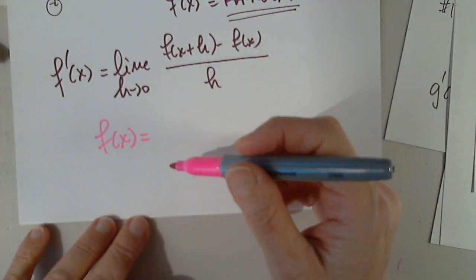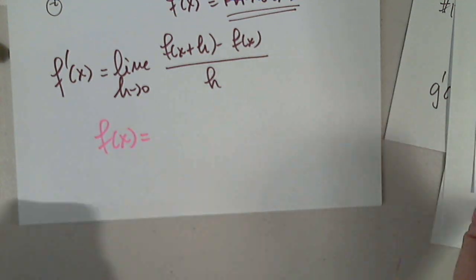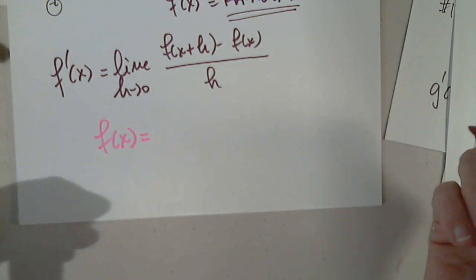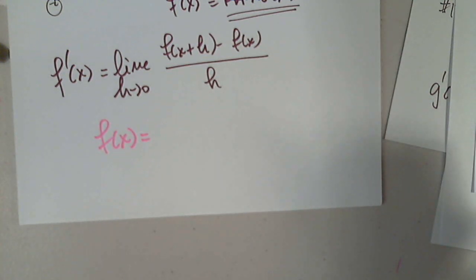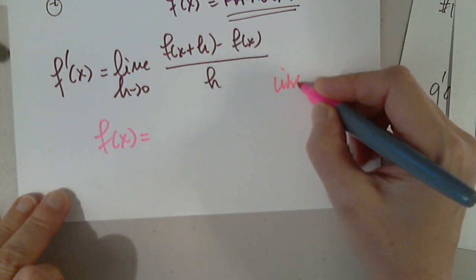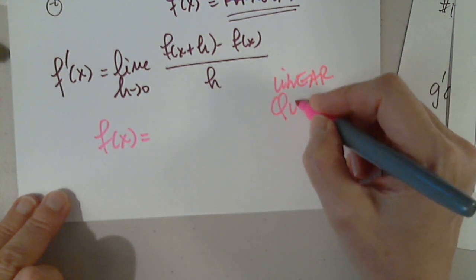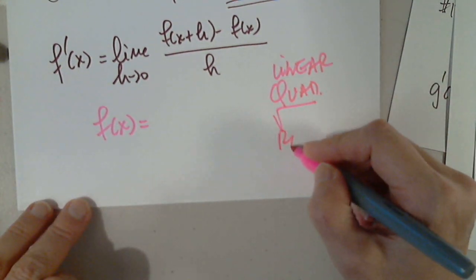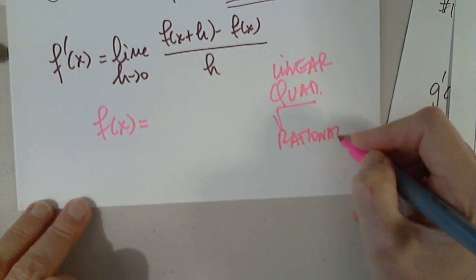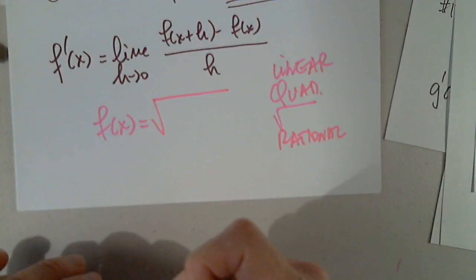We can use a quotient, a rational function. We can use a radical function. We can use a linear or quadratic. So linear, quadratic, radical, rational. Okay, so let's look at a radical.